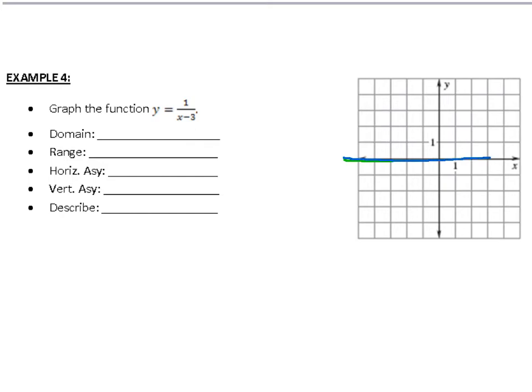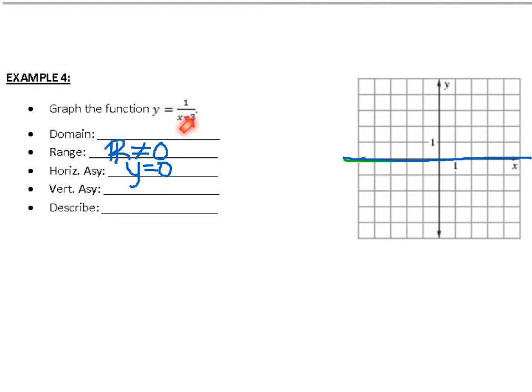It doesn't move up or down, so I know I've got this. That's a horizontal asymptote, so that's the line y equals 0. So I know for my range, it's all real numbers not equal to 0.